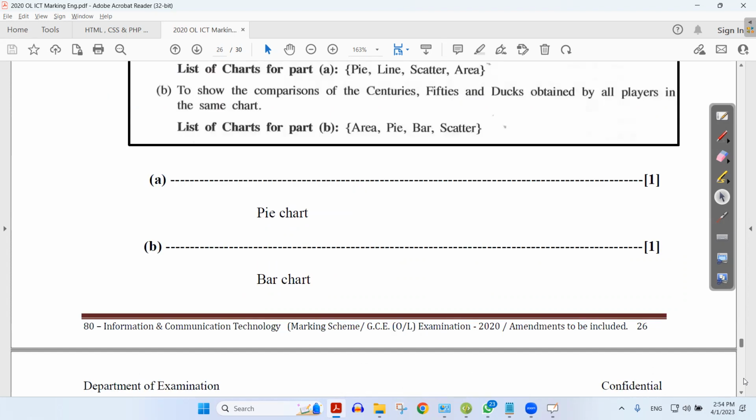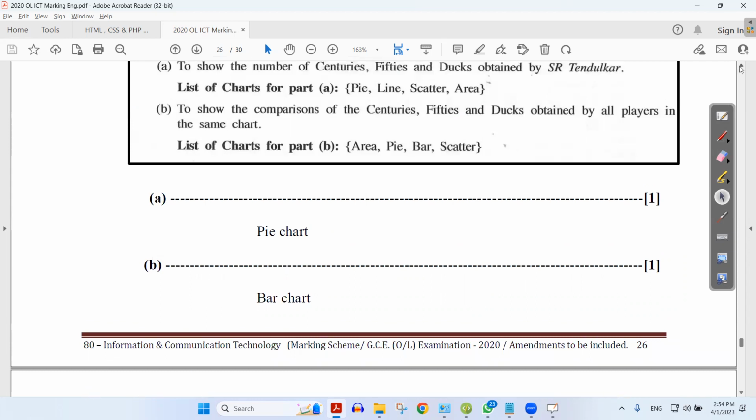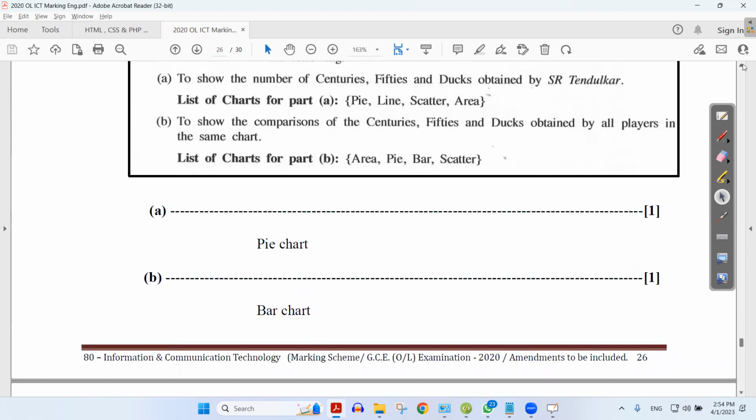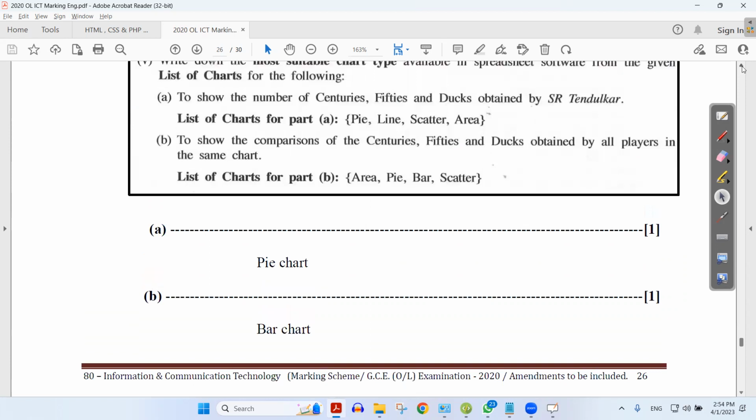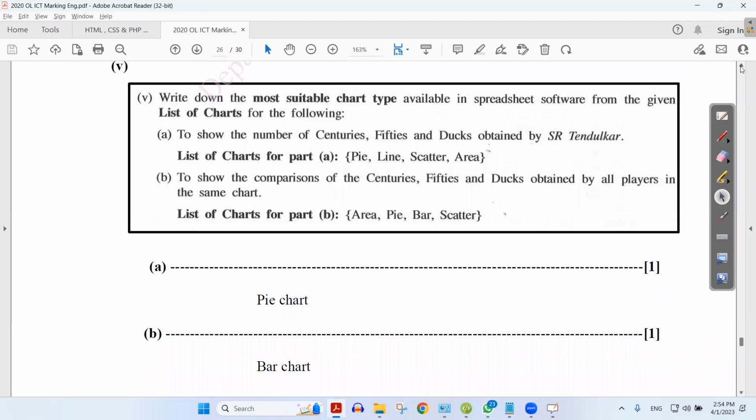And the last question, they are talking about, they have given you several different occasions to draw the graphs. So it says write down the most suitable chart type available in spreadsheet software from the given list of charts for the following. To show the number of centuries, 50s and ducks obtained by S.R. Tendulkar. List of charts for part A. So they say pie, line, scatter, and area.